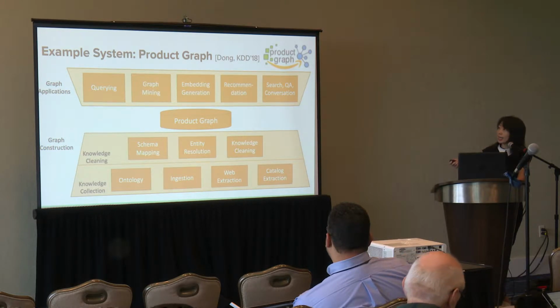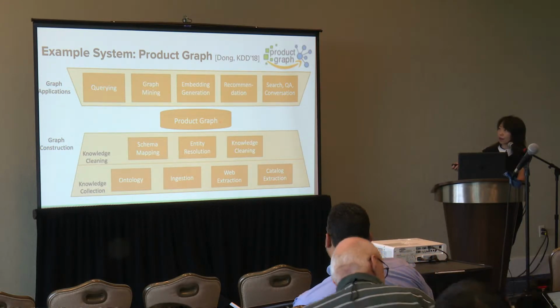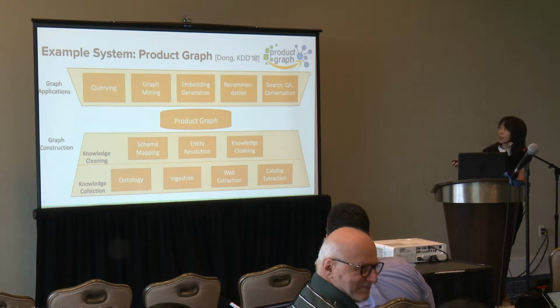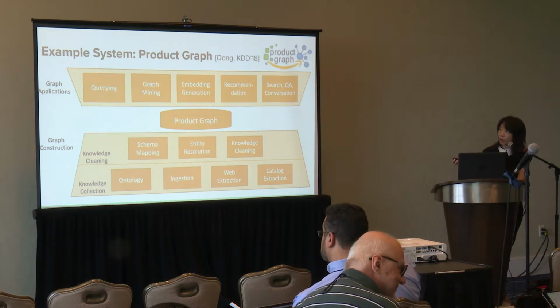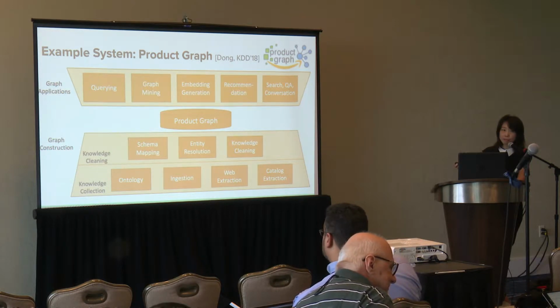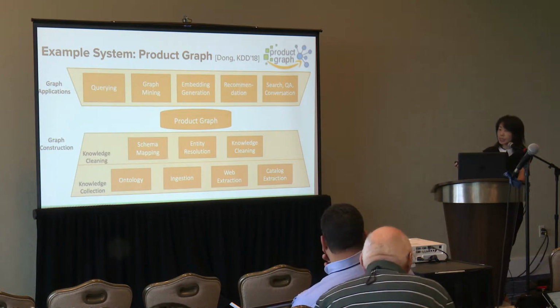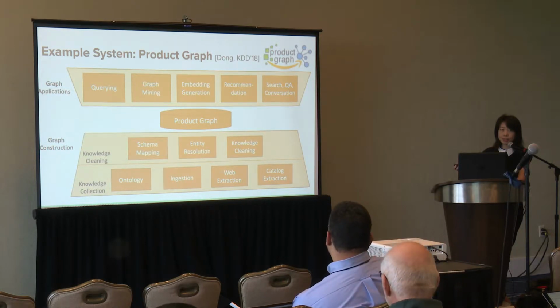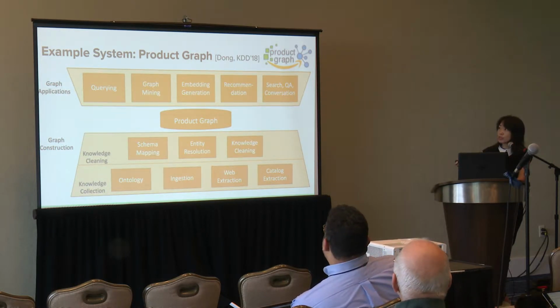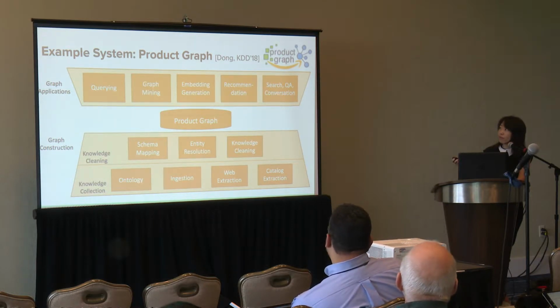And on the other side, after we get the product graph, we will use it for recommendation, for search, QA, conversation. And we also try to do graph mining to find important patterns. We try to generate embeddings for the entities and relationships in the knowledge graph and use them to support more learning. So this side is more of data integration to help machine learning.